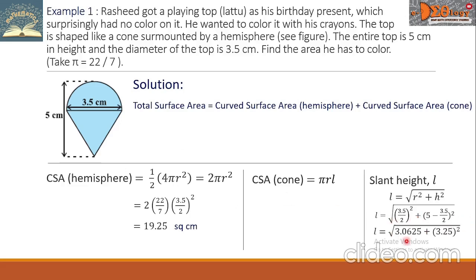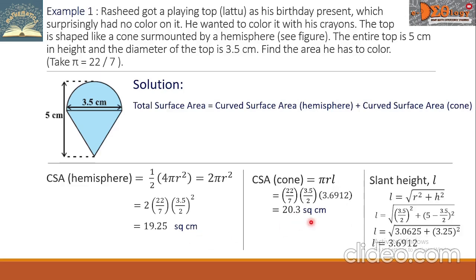We simplify the first fraction as 3.0625 plus the difference here is 3.25. Then we will square. The sum, then we will take the square root. The total will be 3.6912. This is the L. And this value we will use in here. So the CSA of the cone, pi is 22/7, the r or radius, 3.5/2, and the L value, which is 3.6912. Final answer is 20.3 square centimeter.